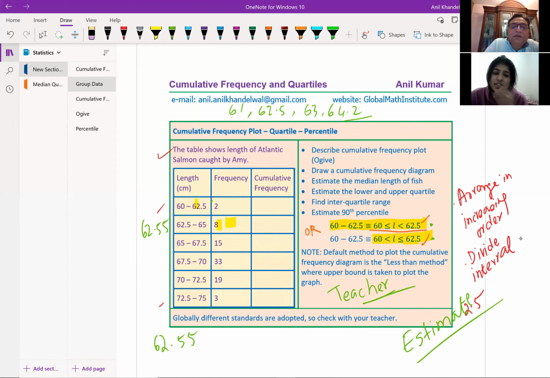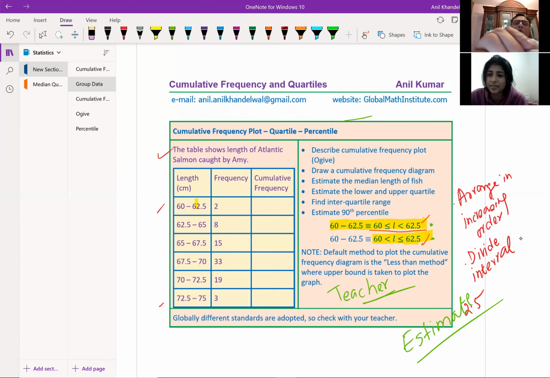And I will make a group where I will write 62.55. I will go to two decimal places if the data includes one decimal place, correct? Yeah. So if the data all had 2 dp, you would make the next one to 3 dp like that.